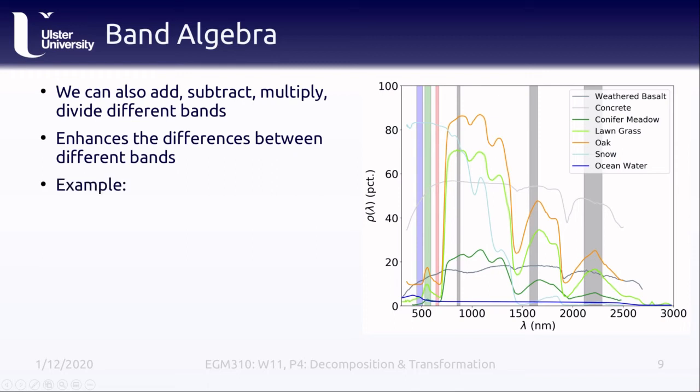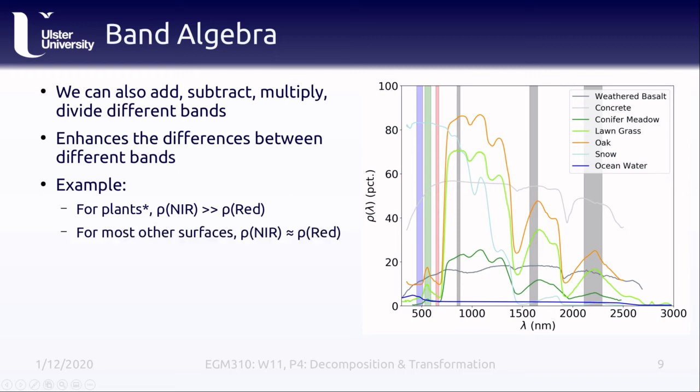For example, we know that for healthy chlorophyll-producing plants, the reflection in the near infrared is significantly higher than it is in the visible red. You might notice that for most other surfaces, the reflectance in the near infrared and visible red is quite similar, or it even drops. For water or weathered basalt, it's nearly the same.